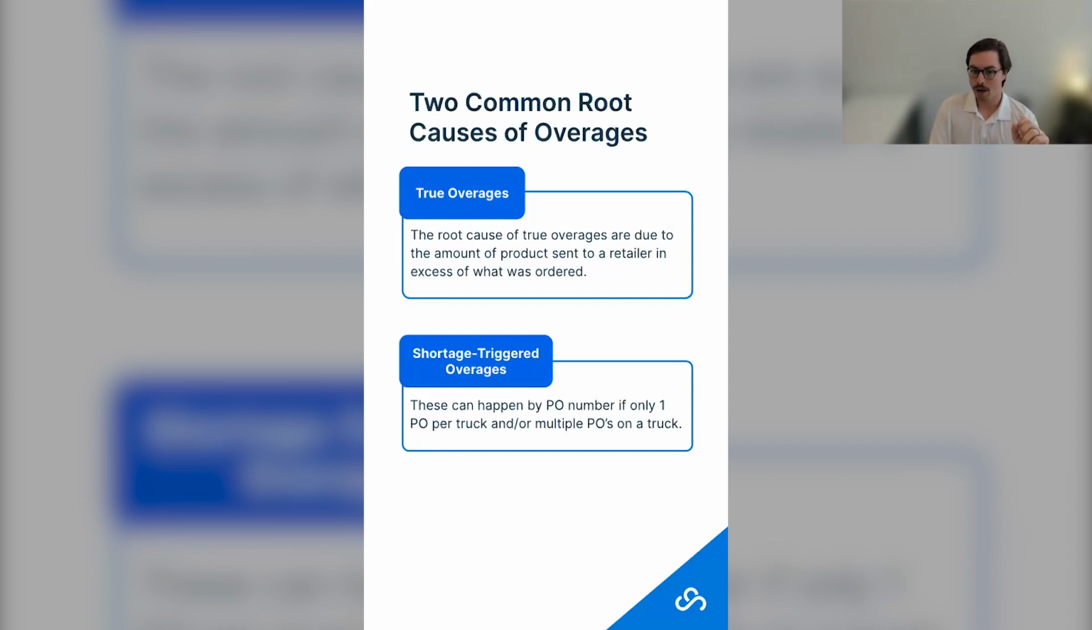And the one other thing I wanted to point out in the shortage triggered overages, this can also happen on multiple POs that go to different DCs. We'll talk about a little bit of that later as well. But that is also a common scenario for those that go through a consolidation center such as Centerpoint. So just two more common ways of why overages can take place.